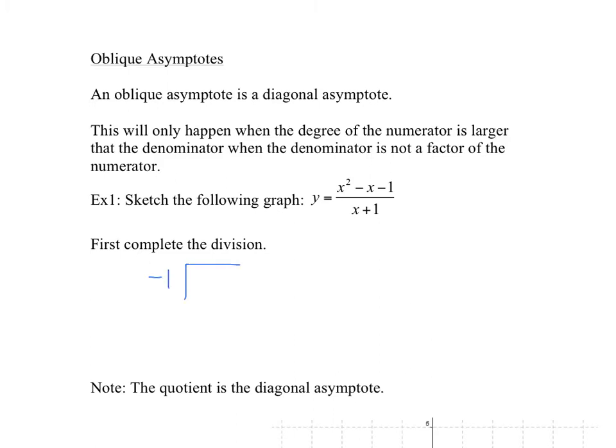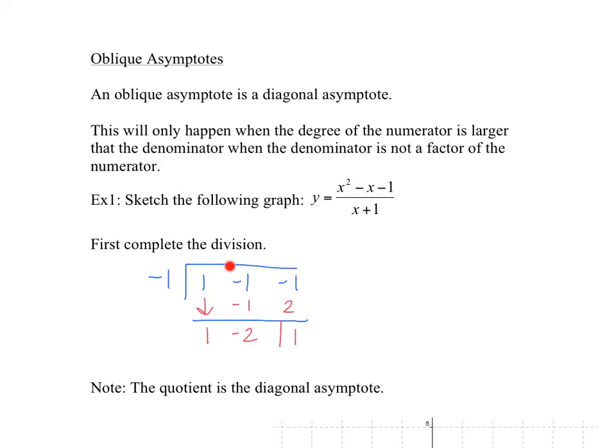So you have negative 1, which is the 0 of your denominator, so negative 1. And then you have your coefficients, so 1, negative 1, negative 1. You're going to bring down that first number, that's 1. You multiply these two, you get negative 1. So negative 2 now, multiply again, you get 2, and the remainder is 1.